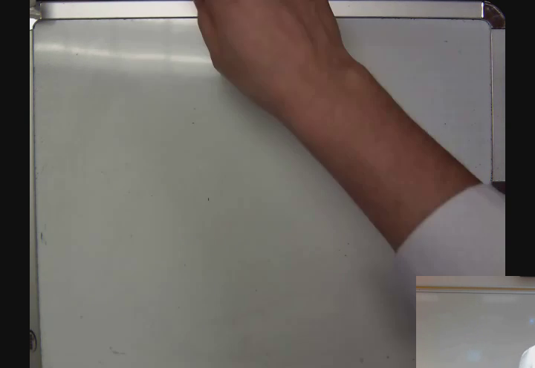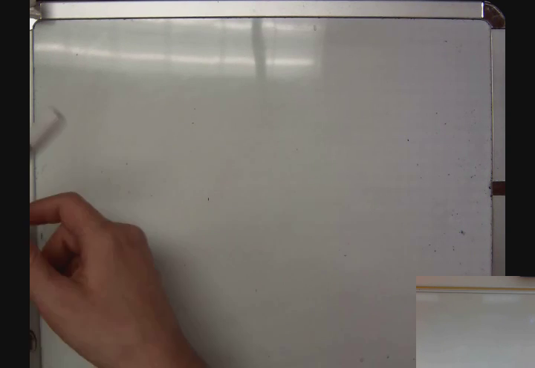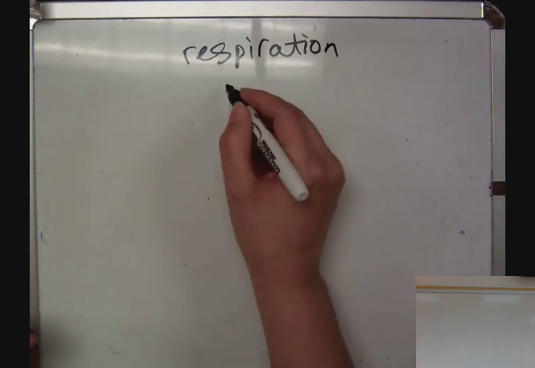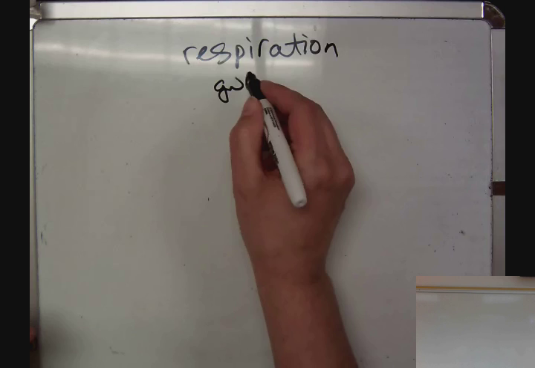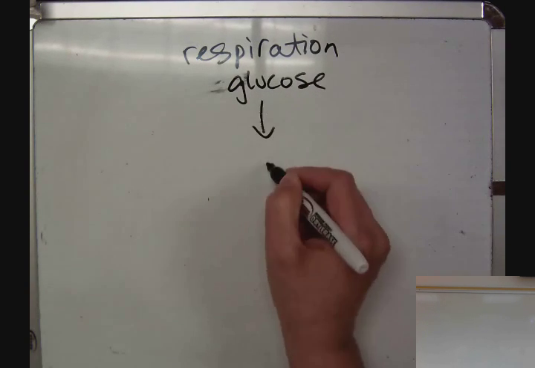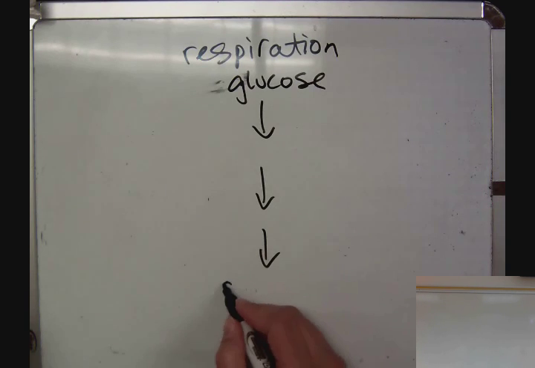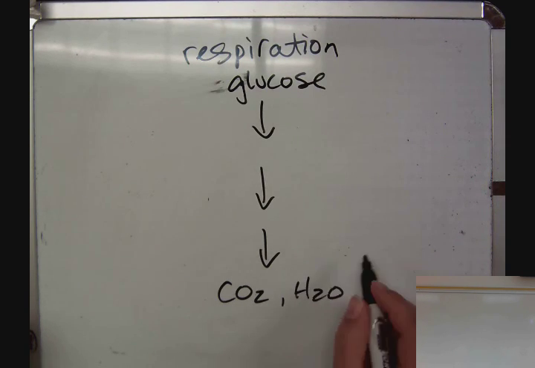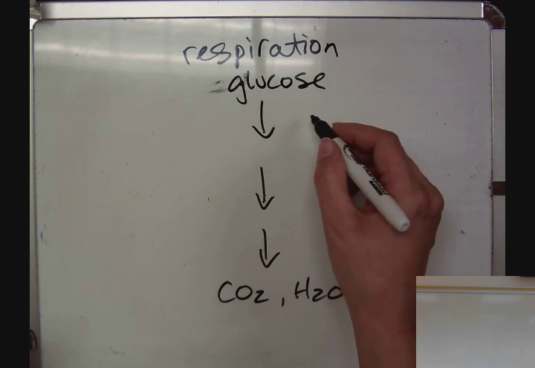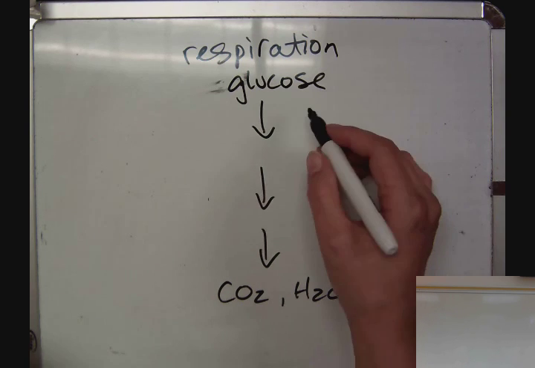Okay, so let's get back to glycolysis. Remember, we're talking about three main pathways. If we're going to do this process of respiration, what we're talking about is taking glucose all the way down to carbon dioxide and water and making a bunch of ATP, as much as we can. So what are the three main pathways involved that we're going to talk about?